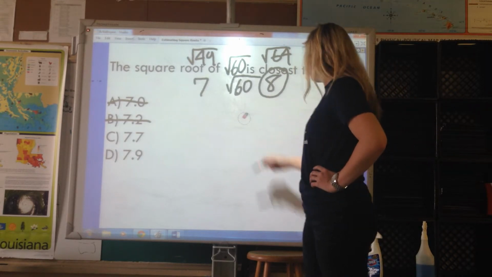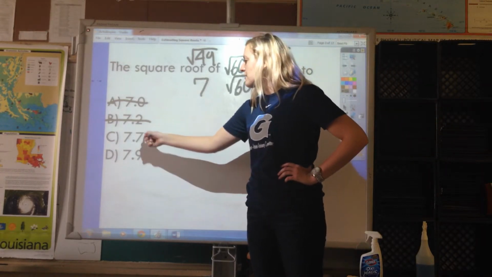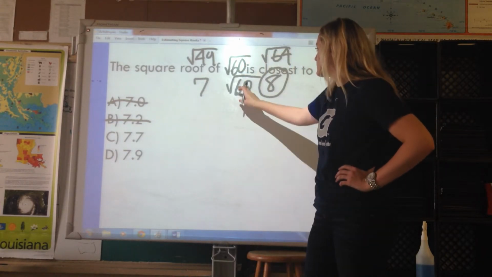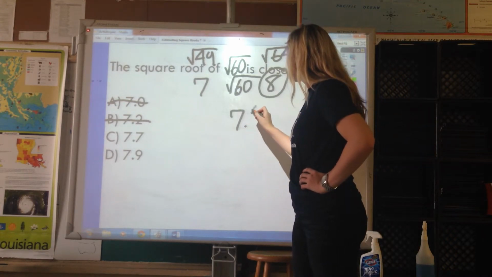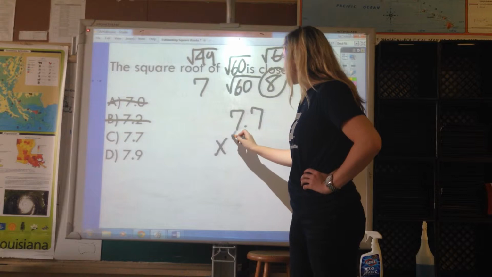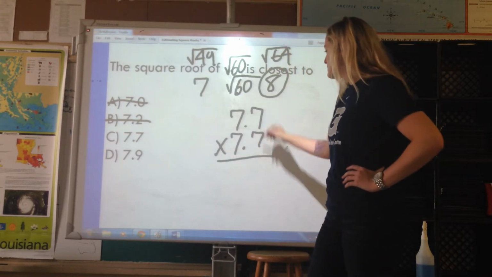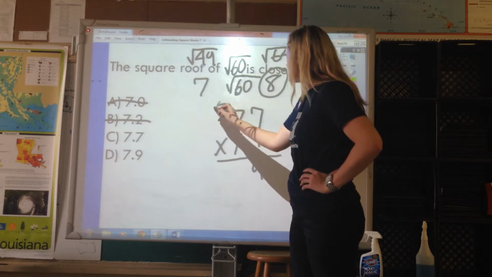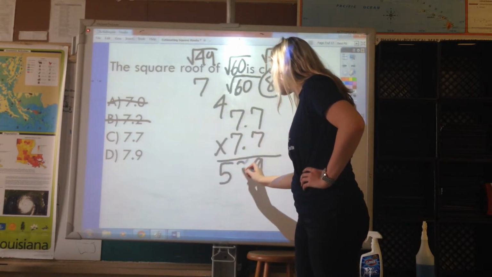So my next step is simply to square both of these numbers and figure out which one of those is closest to 60. So let's do that. Let's just pick one. We'll do 7.7. And again, if I square it, I'm multiplying it by itself. 7 times 7 is 49. 7 times 7 is 49, plus 4 is 53.